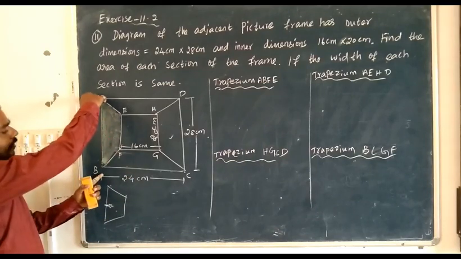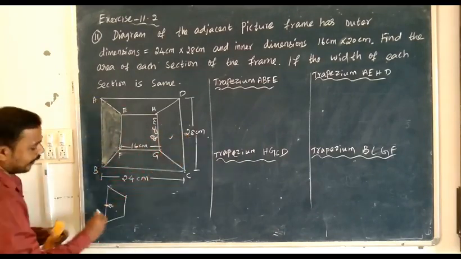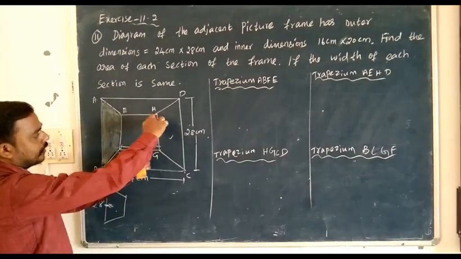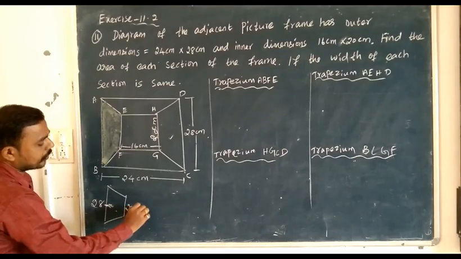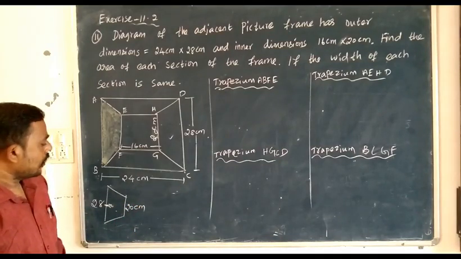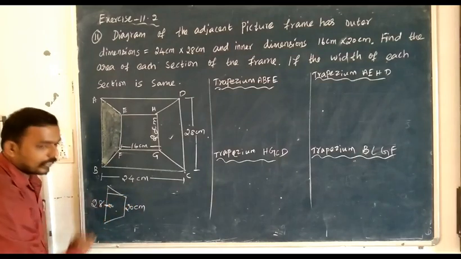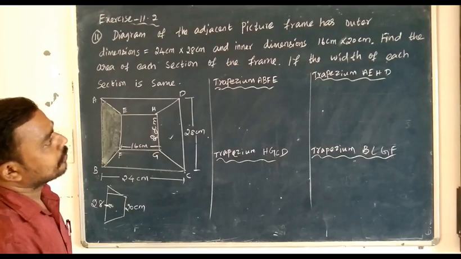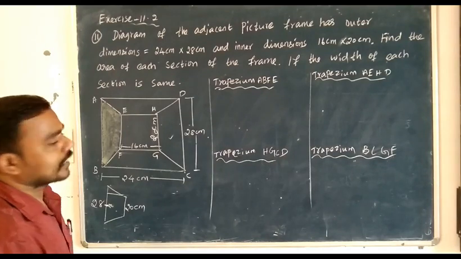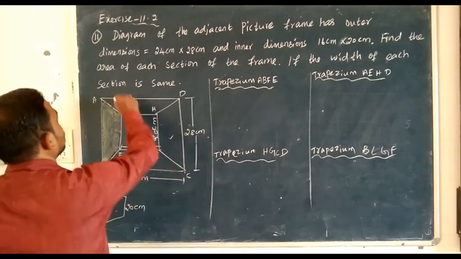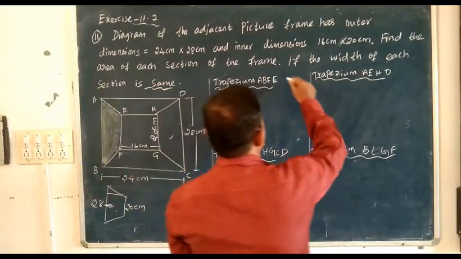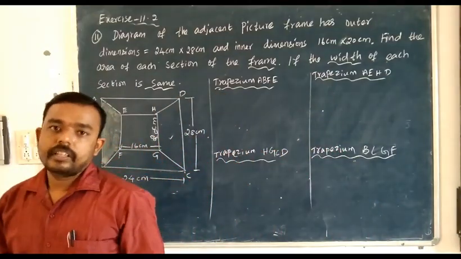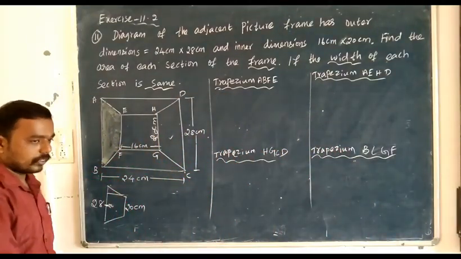So this length is given as the outer side, so 28 centimeters. This side is given as the inner side, so 20 centimeters. Now we need the distance between these two parallel sides. For that, if each section of the frame has the same width, then how to find the width?